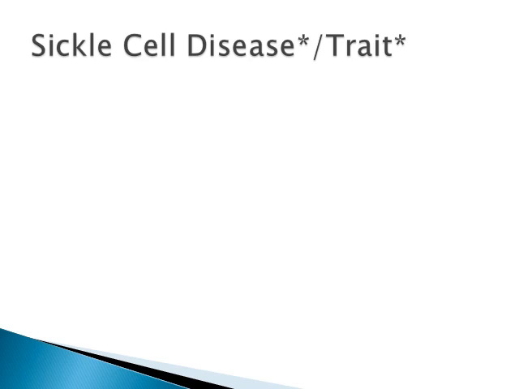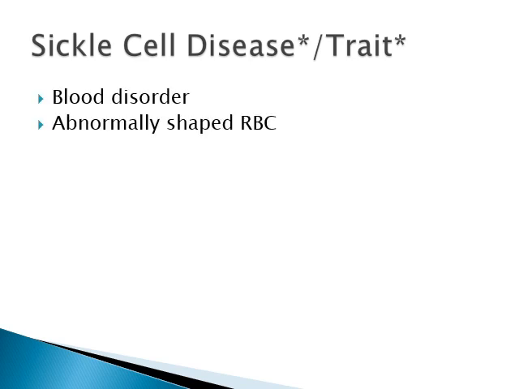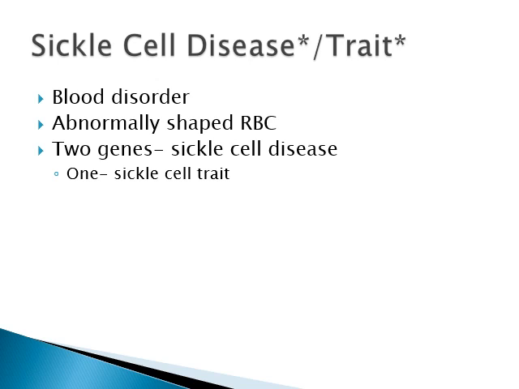Sickle cell disease and sickle cell trait, again, we're still talking blood disorders here. This is a situation where you have abnormally shaped red blood cells. In order to have actual sickle cell disease, you have to have two genes for it. So it's a recessive genetic disorder. You have to have it from both your mother and father. If you only have one, you can have what's called sickle cell trait.